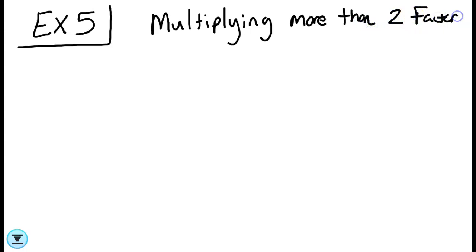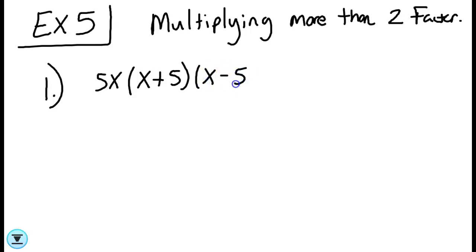So far today, we've only been looking at multiplying of 2 factors. The factors is the word that we use to describe the 2 things that you're multiplying. But what if you're multiplying more than 2 things together? So for instance, what if you had this? Well, I've got 3 things being multiplied together. I've got 5x being multiplied by x plus 5 and x minus 5.